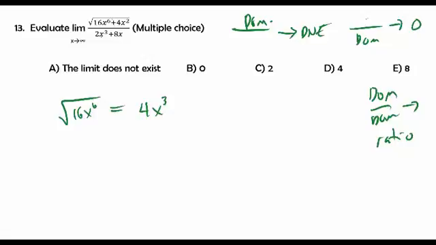So your dominant term in the top, once you take into account the square root, is really 4x cubed, and on the bottom is 2x cubed. We have a tie for the dominant term in both the top and the bottom, so we make a ratio out of their coefficients, which gives us 2 for our solution.